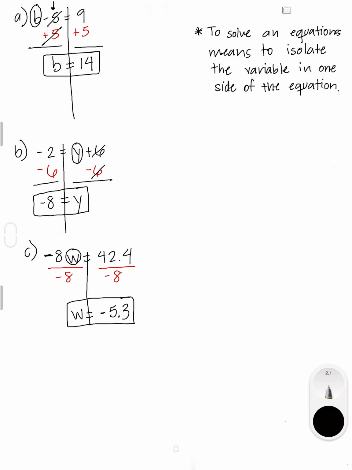Now let's go ahead and try another example. We have h over 7 equals 8. Again, let's go ahead and draw a line that goes through the equal sign. We have h on the left side of the equal sign, and we want to get rid of that 7.